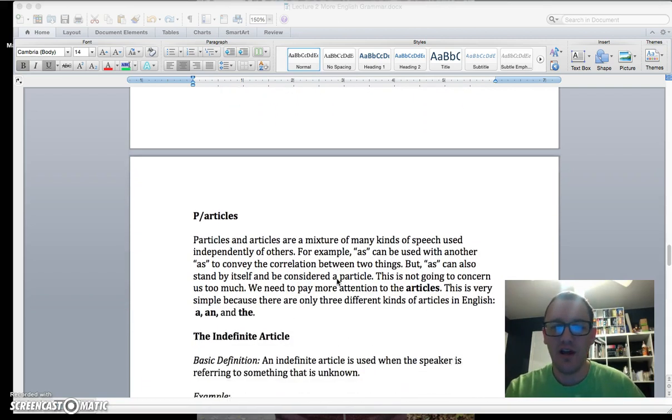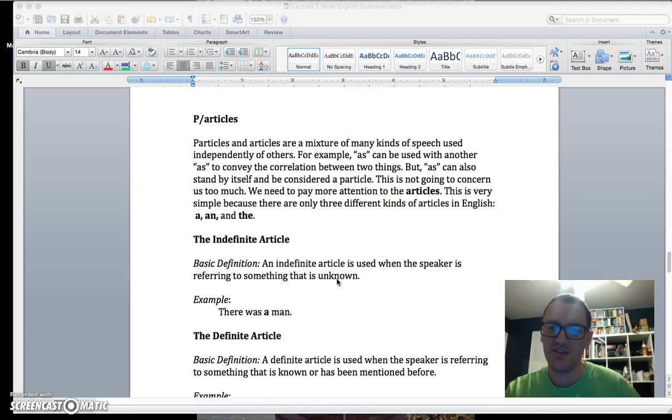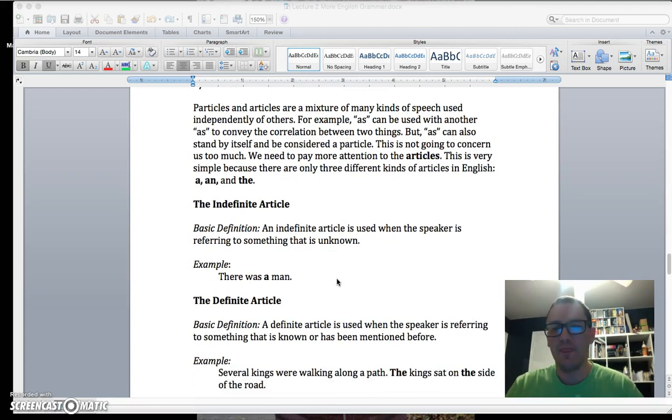The next thing I want to look at are particles slash articles. The most important of this category are the articles. These are things we do not think about at all, but they are extremely important in our language, and that is the indefinite and the definite article. Now, the indefinite article has two different forms in English, either "a," the letter A by itself, or "an" if it's preceding a word with a vowel.